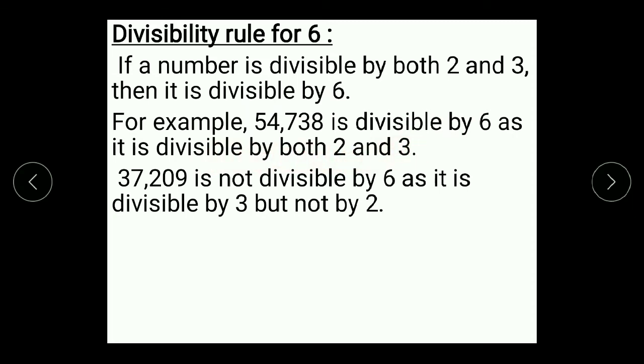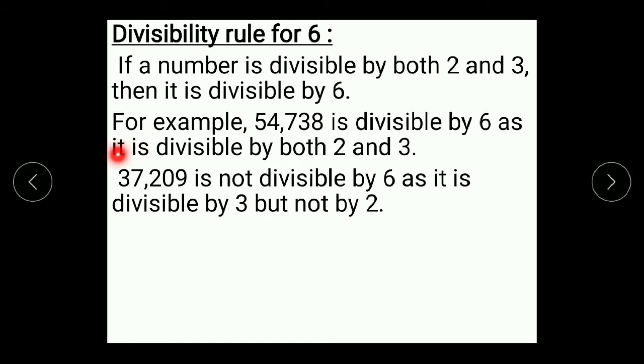Because the last digit is 8, it is divisible by 2, and the sum of the digits is a multiple of 3, therefore this number is divisible by 3. If a number is divisible by both 2 and 3, then that number is divisible by 6. In this example, 37,209 is not divisible by 6 as it is divisible by 3 but not by 2.